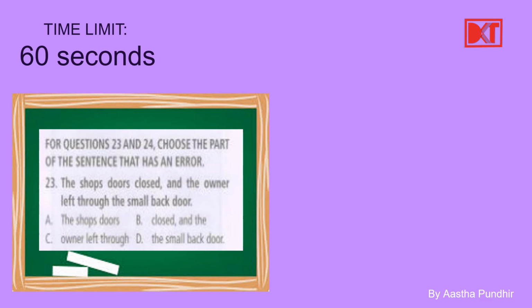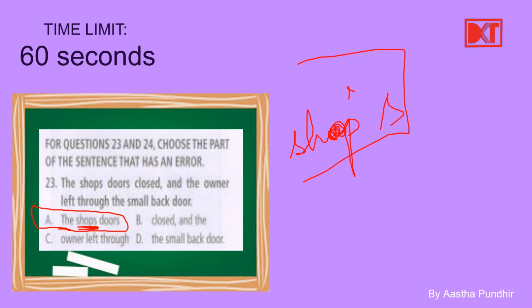Here, A. The shop's doors. Why the shop's doors? Because you see, we have the shops doors. Shops, first of all, it is not plural. Okay. And here, even if we are talking about possession, so how do we form it? S-H-O-P, shop. And then we use an apostrophe to show the belongingness to shop. Like the shop's door, if we are trying to say the door of the shops, so we use an apostrophe in shops. Alright, so the error is in the first part.